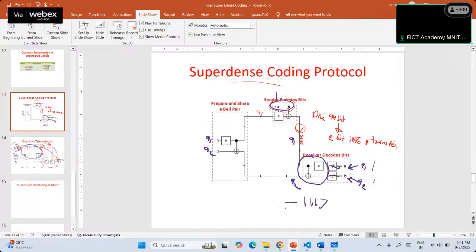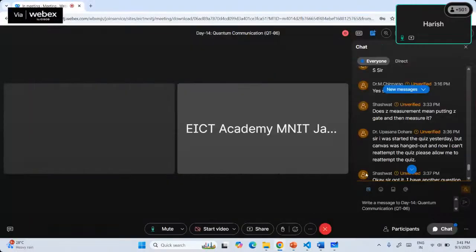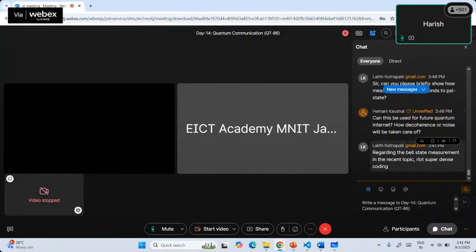The participant has clarified he is talking about the Bell state measurement in the recent topic, not superdense coding. Yeah, so let me see the question in detail regarding the Bell state measurement.